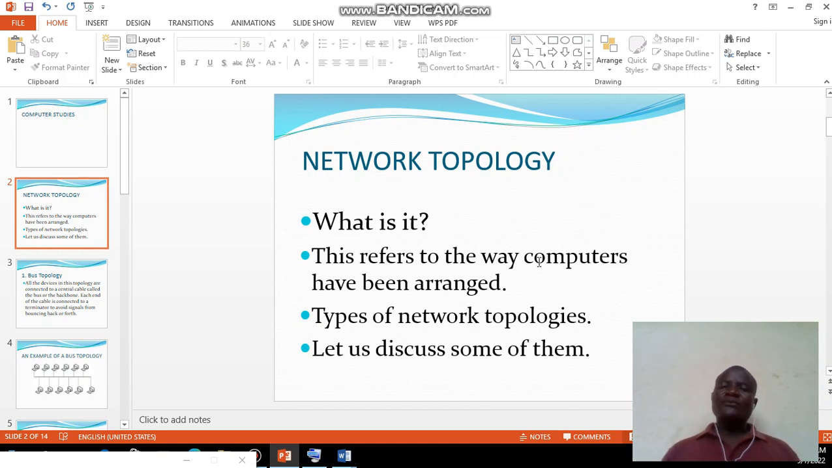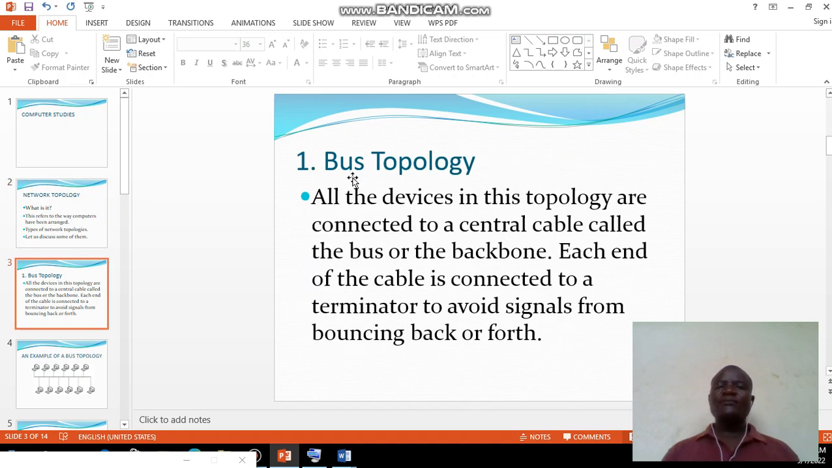Types of network topologies. Let us discuss some of these topologies. Number one, we have got a bus topology. In bus topology, all the devices in this topology are connected to a central cable called the bus or the backbone. Each end of the cable is connected to a terminator to avoid the signals from bouncing back or forward. So a terminator is put at each end to prevent signals from bouncing back or forward.